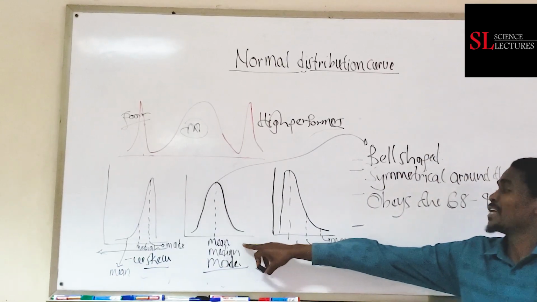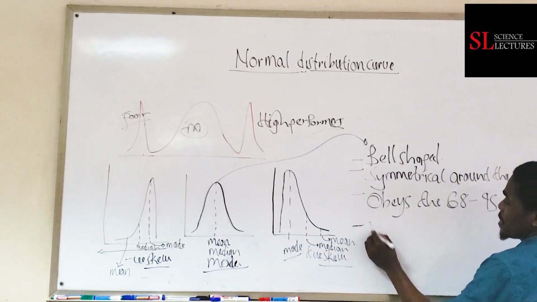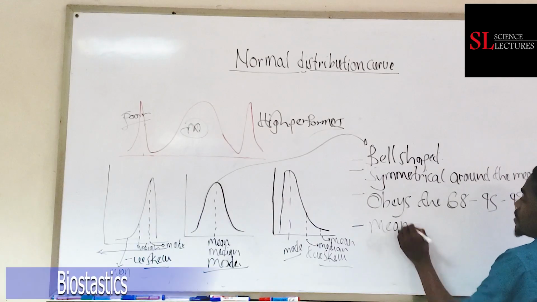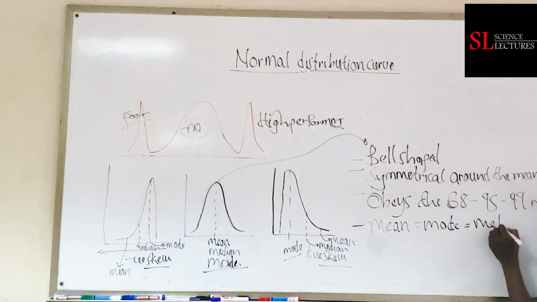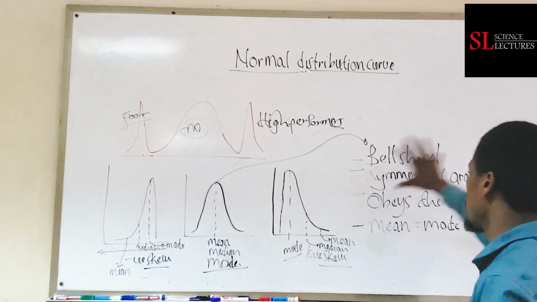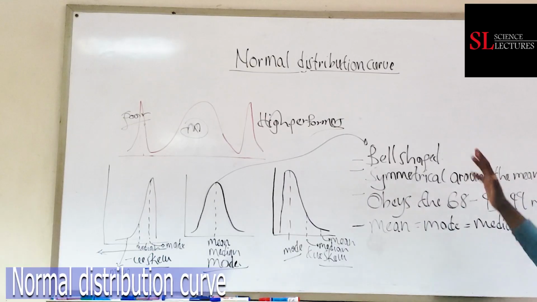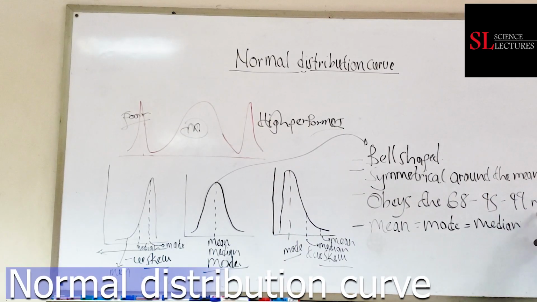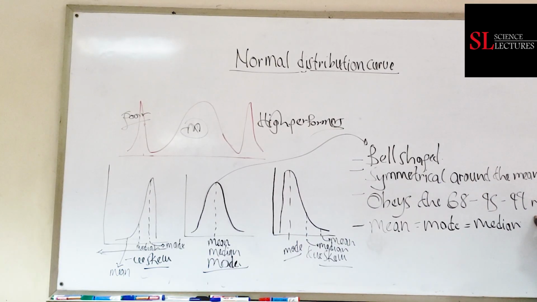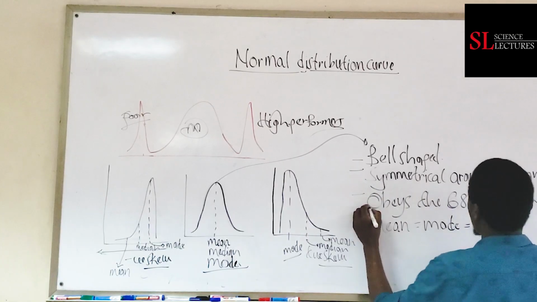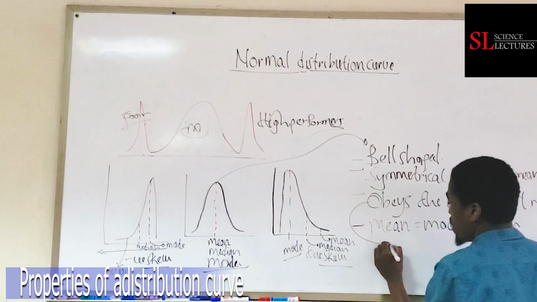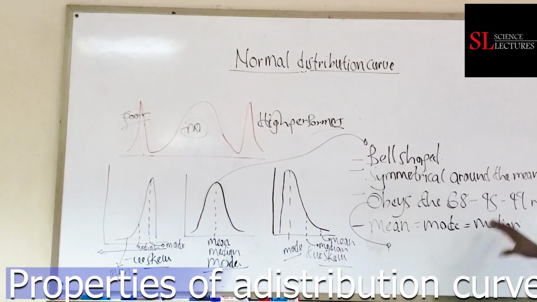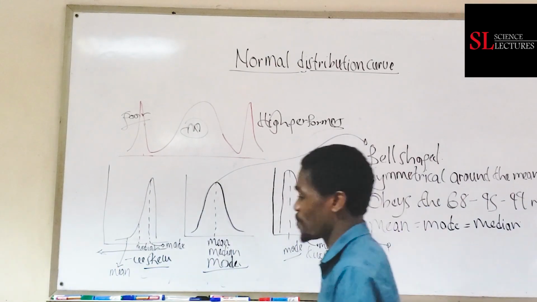However, before we leave, we have another characteristic. We say in this normal distribution curve, the mean is equal to the mode and is equal to the median. So that is another characteristic of a normal distribution curve. These are the basic four characteristics of a normal distribution curve. But I will briefly talk about this rule as we proceed. Now, how does the curve obey this rule? I think I'll expound on this as we proceed further.